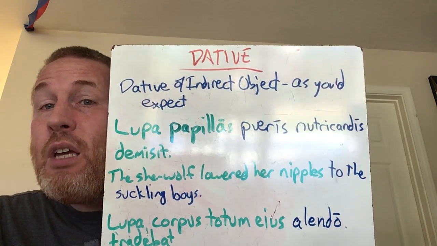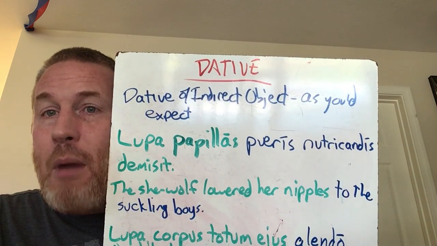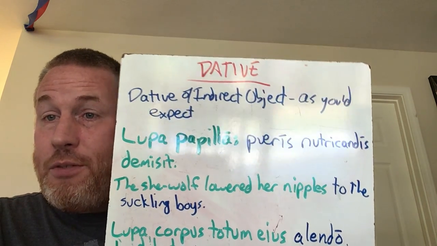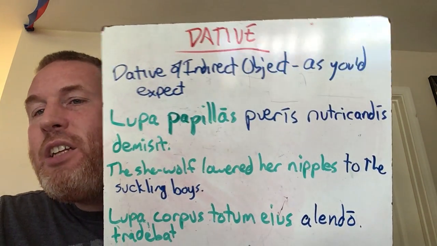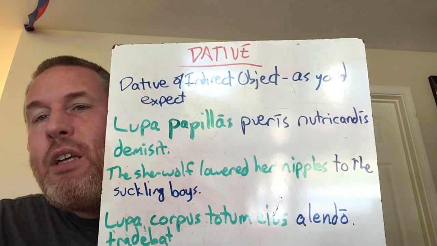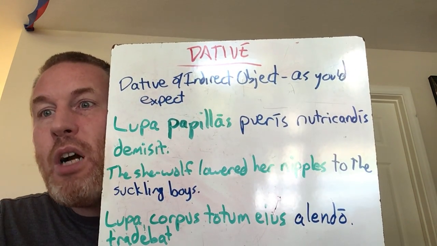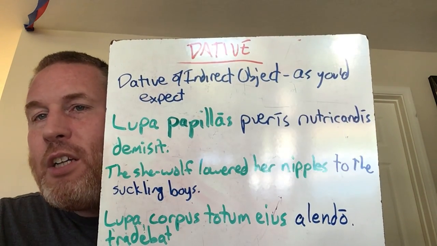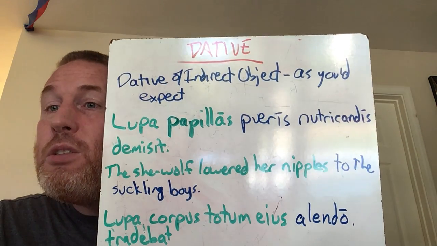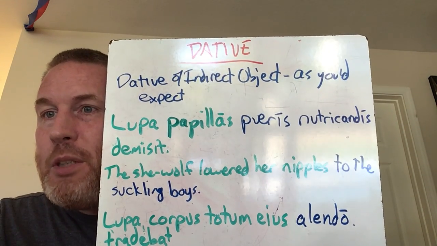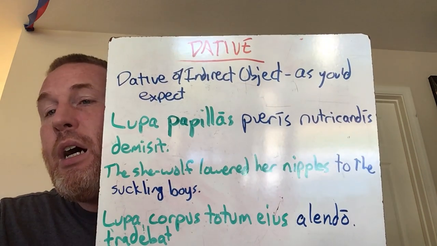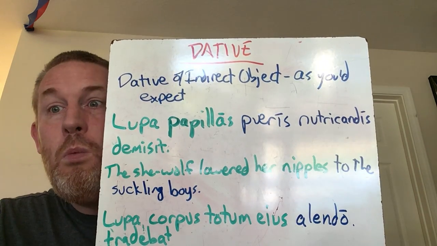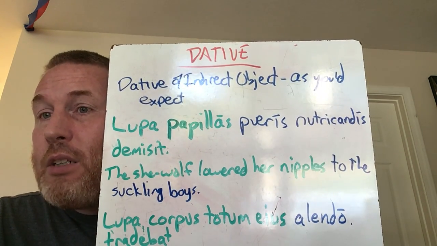Now, because nutricandis is modifying pueris, we know that it's a gerundive, right? It's an adjective. You could technically translate that if you really wanted: the she-wolf lowered her nipples so that the boys could suckle. That's totally fine. But really it works better this way because we're using the indirect object. If we wanted to make it purpose, there are a couple ways we could do that. As you saw in the previous videos, it could be genitive, and as you're going to see in the next video, it could be accusative. But right now, these are the indirect object boys.